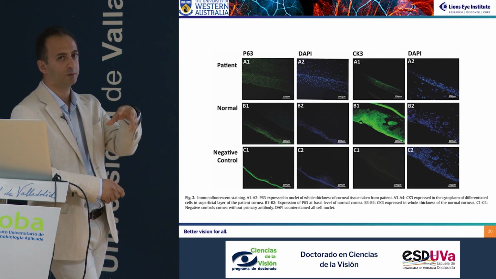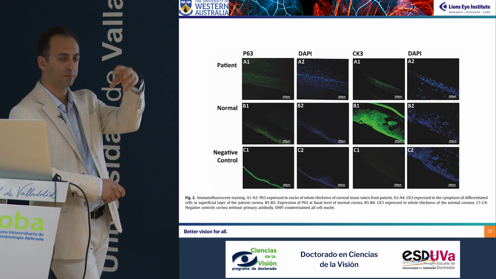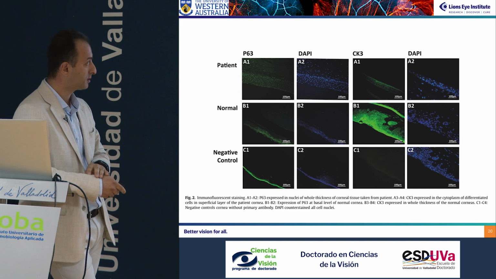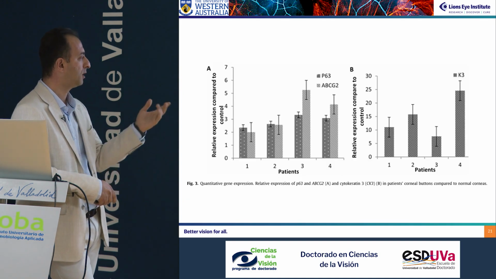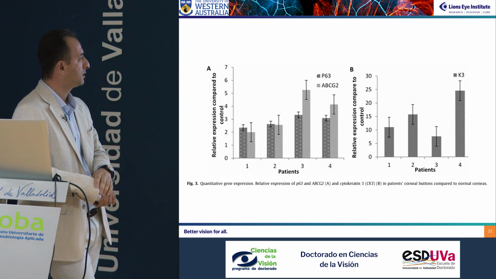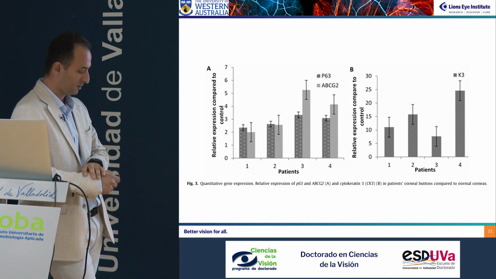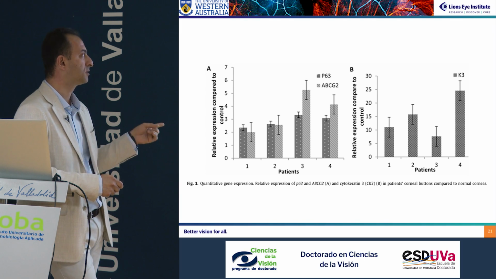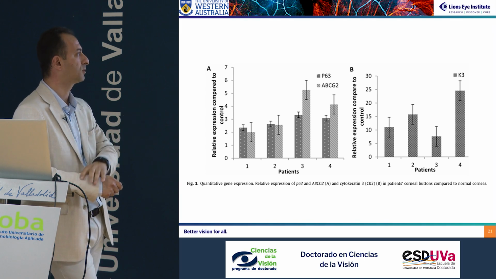So when we did the corneal graft, we took the patient's cornea with the cells on it and did this analysis. And also RNA expression levels showed that limbal stem cell marker P63 was expressed in the patient's corneas compared with control corneas.